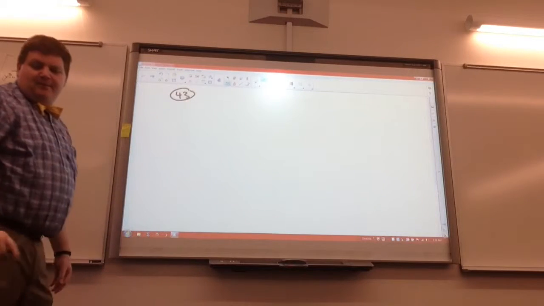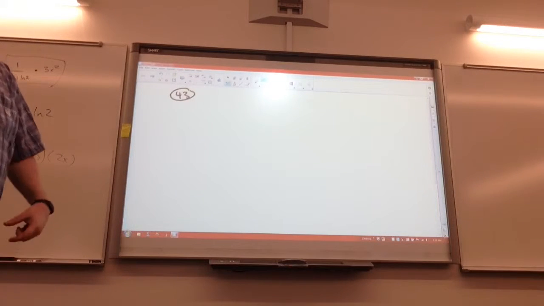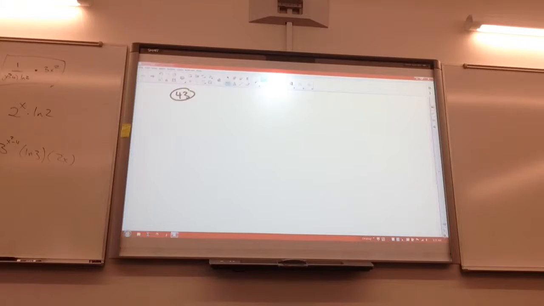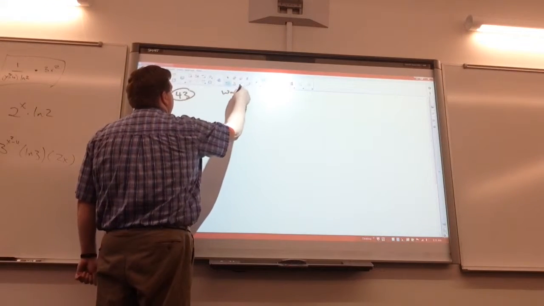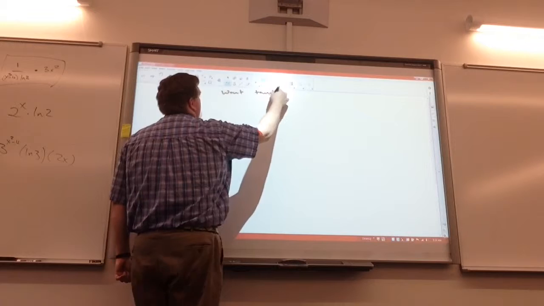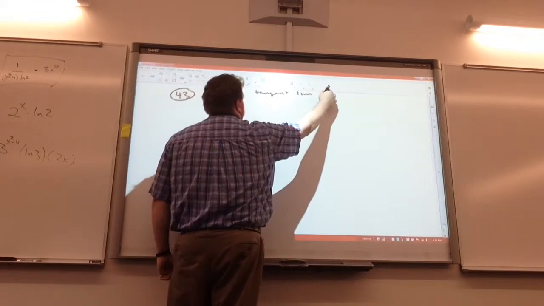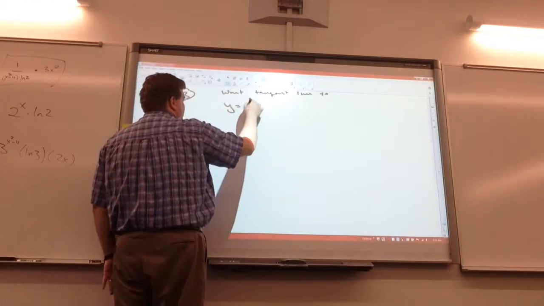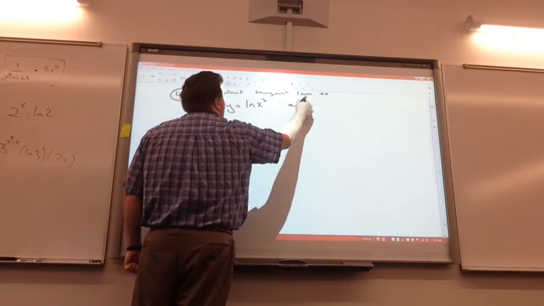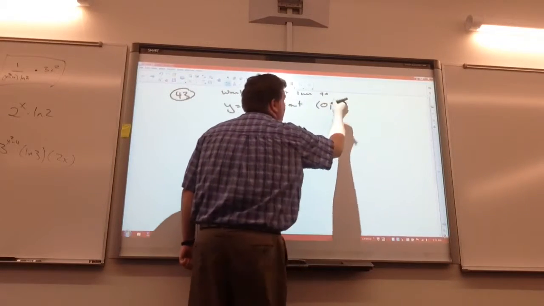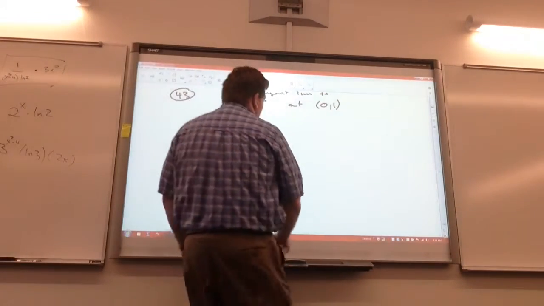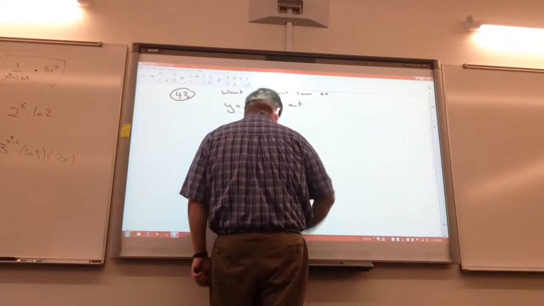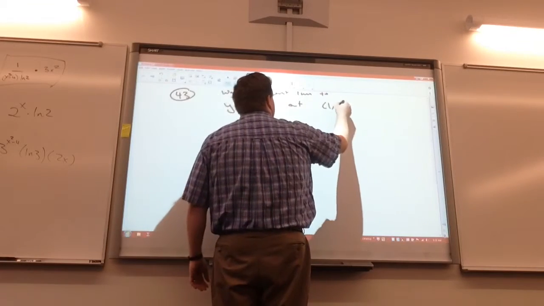So 43. Let's start off with this one first. What we want to do here is find the equation of the tangent line to the graph of the logarithmic function y equals the natural log of x cubed at the point 1, 0. Yes, because at 0, 1 that's not doable, but 1, 0 is doable.